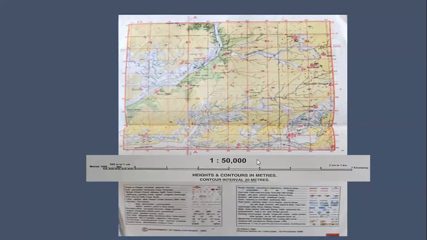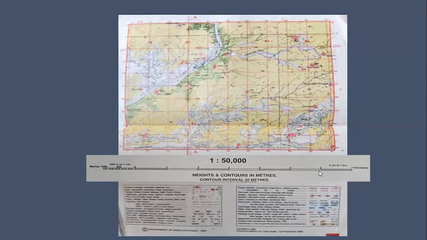RF is the universal scale. Number two, the scale is shown by a simple statement, 2 centimeters to 1 kilometer. Number three, the linear scale drawn on the survey sheet.